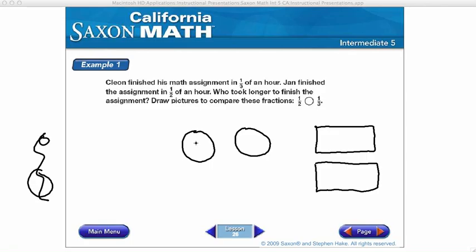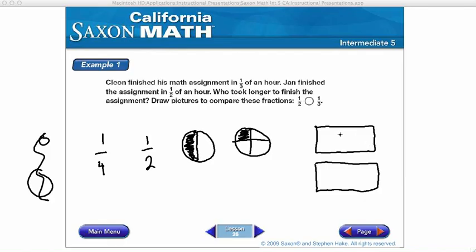So for example, if I wanted to compare a fourth and a half, I can use my shapes. So let's do the circle first. Okay, so I'm going to take the first circle and split it in half and just kind of carefully color in one, and take the other and split it into fourths. You want to split them as evenly as you can so that it's easy to compare the sizes.